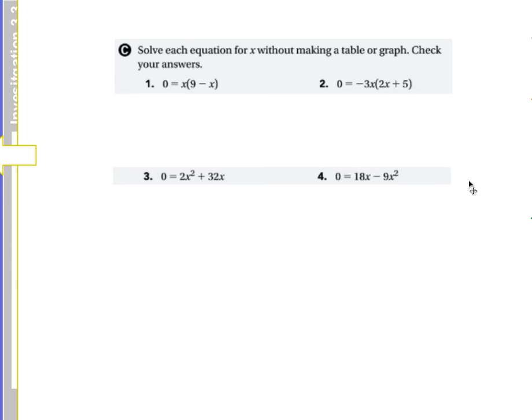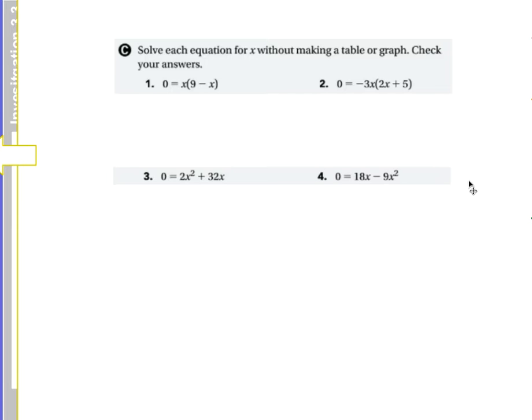Alright, I'm excited that you're back for the second video of summarizing investigation 3.4 from Say It With Symbols. Okay, we have question C, moving on to question D, and I have a little secret to tell you once we get to question D.